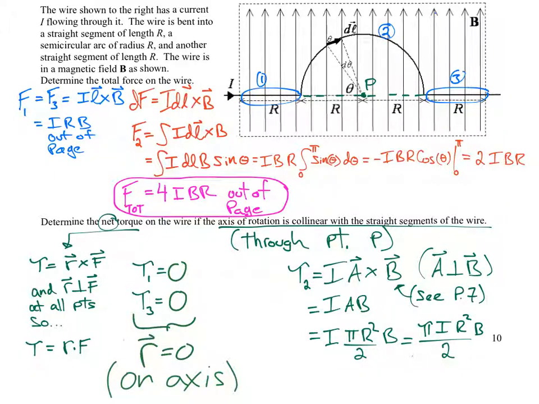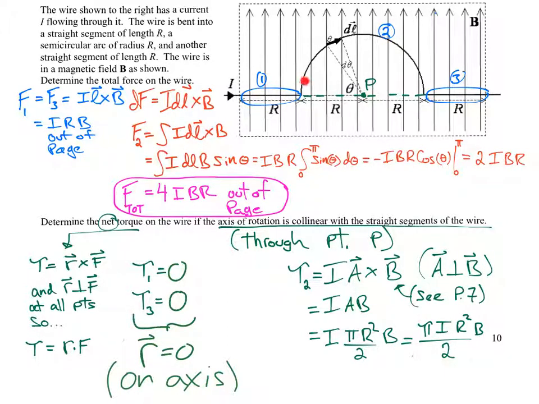All right, so let's finish this off. We're trying to find the net torque on this wire if the axis of rotation is collinear with the straight segments. That means the axis of rotation is this line going left and right on the wire. The first section and the third section are on the axis of rotation, and R is 0 for those. And you can't have torque if R is 0. Your whole cross product ends up being 0. So these don't want to rotate because they can't rotate about a point that's 0 distance away.